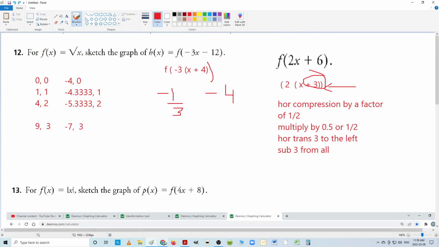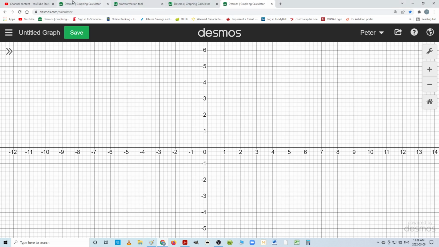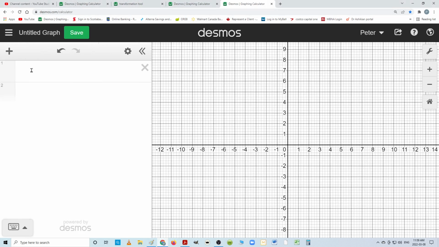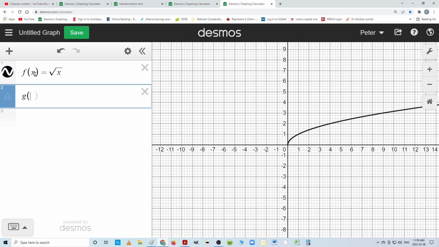Let's see if that's true. Here's the parent function. Here's the translation as written. There's -3, sorry. There we go. Looks like it should move 12 to the right. But sure enough, look at that. It moved 4 to the left.